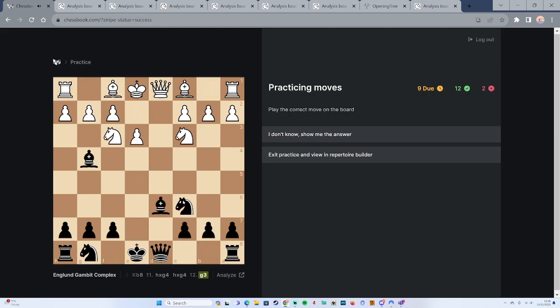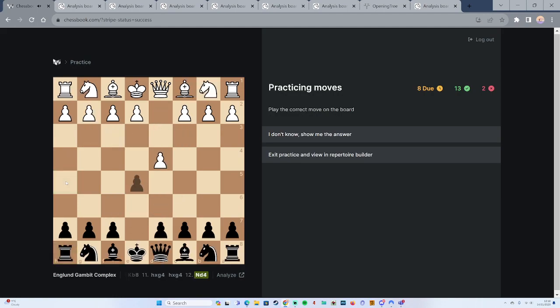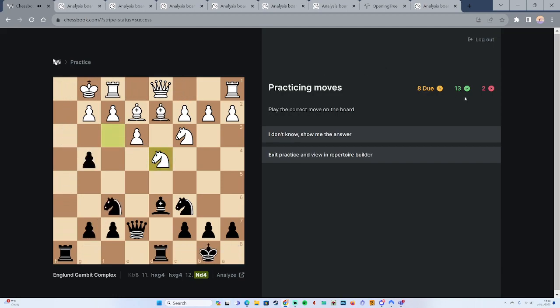And now it takes us to a different sideline. So now it's done the G3 one. And we said with G3 we're bringing the rook here. And now it's taking us to a different sideline. I've got 8 left to learn apparently. So this was the knight here line. This was the bishop check.